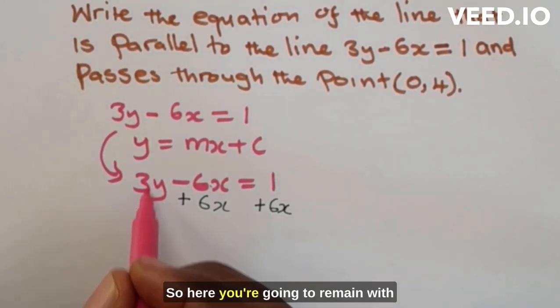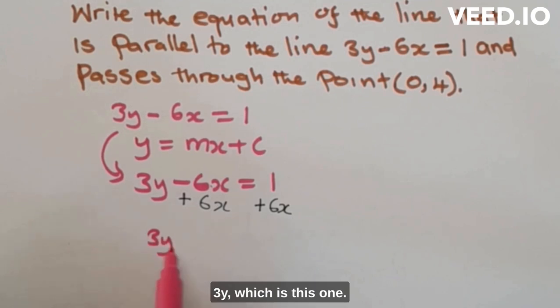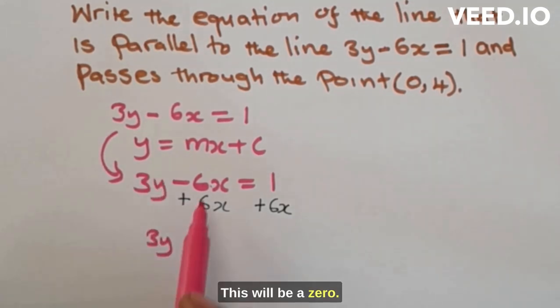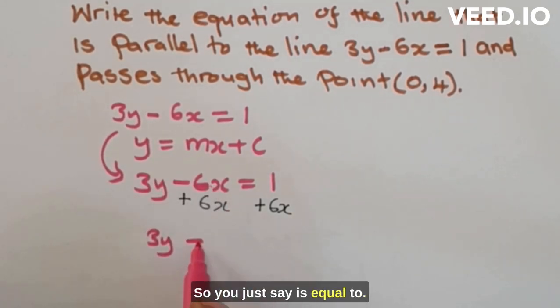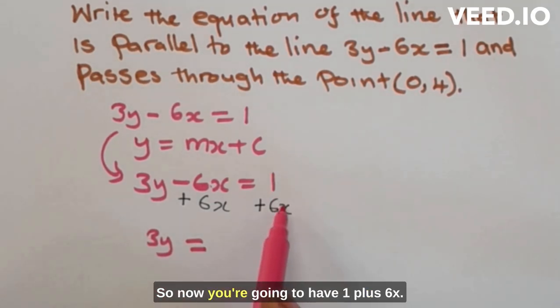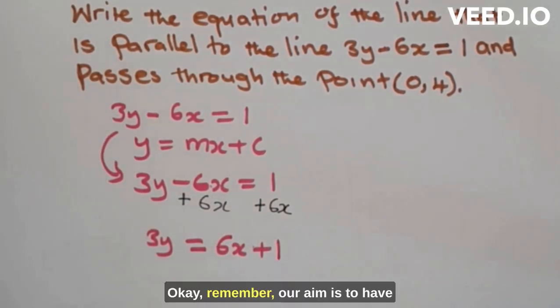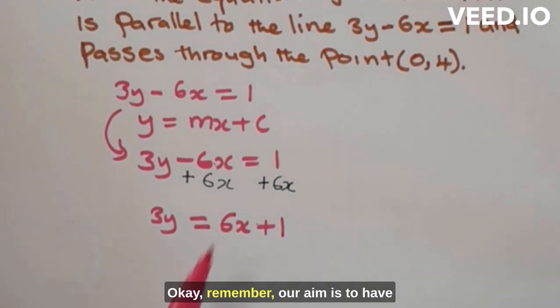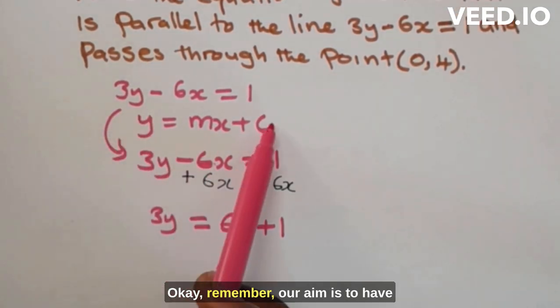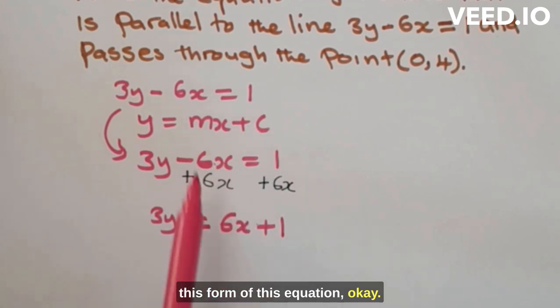Here you remain with 3y. This becomes 0, so you just say is equal to 1 plus 6x, so you have 6x plus 1. Remember, our aim is to have this form of the equation.